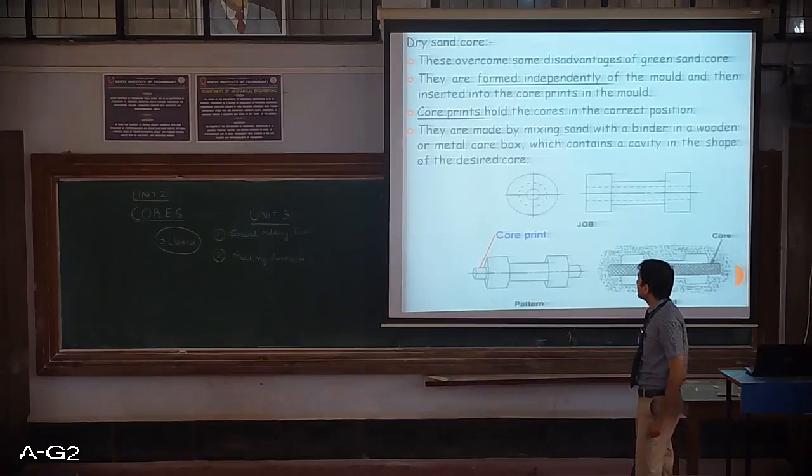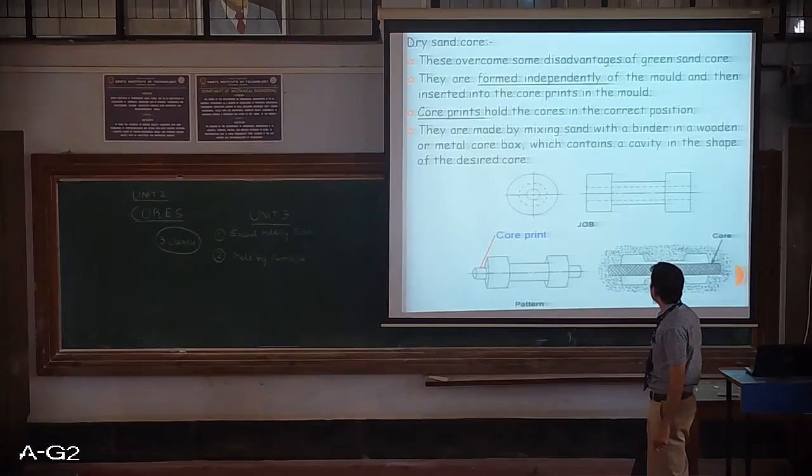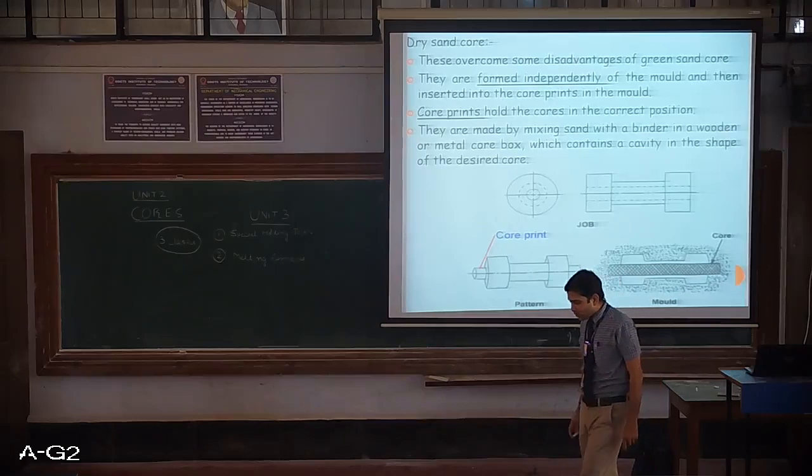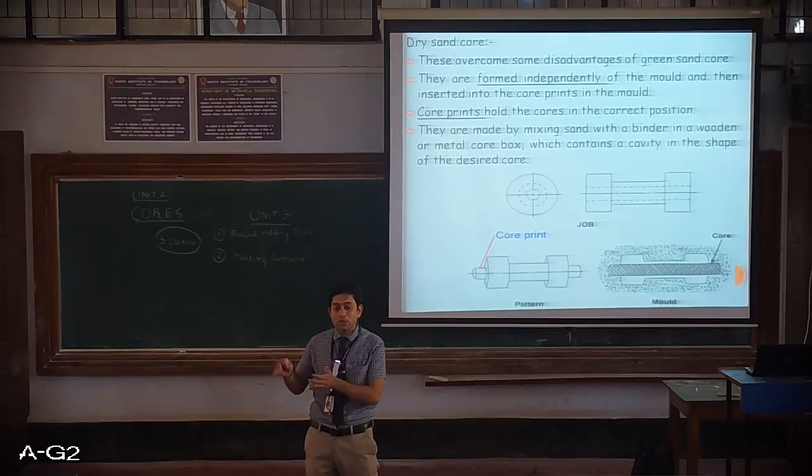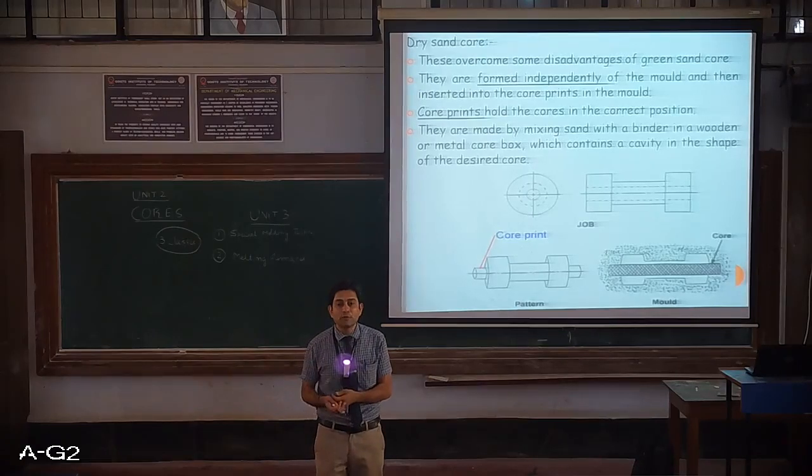They are made by mixing sand with a binder in a wooden or metal core box. Where are these dry sand cores made? For making a dry sand core, there will be another core box, which will be made either of plastic.